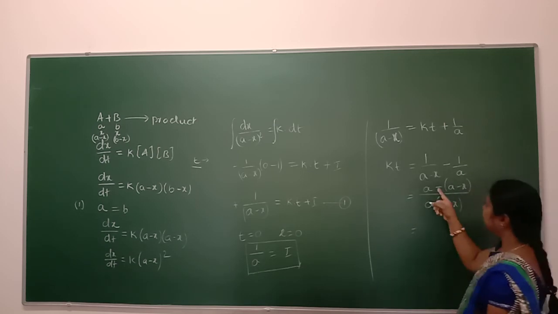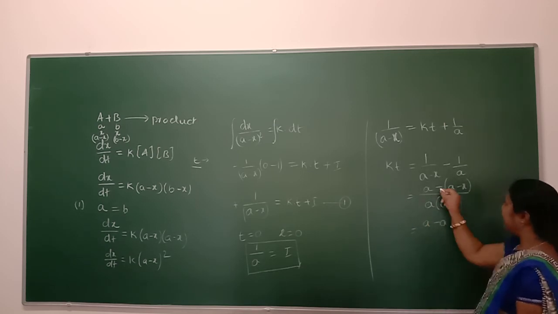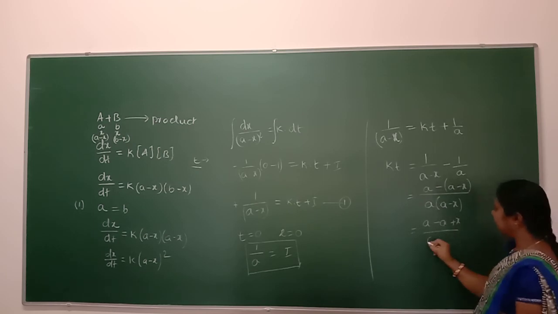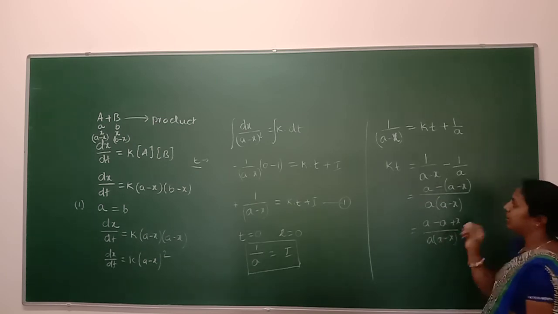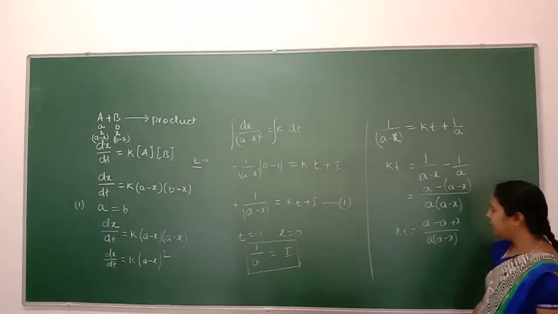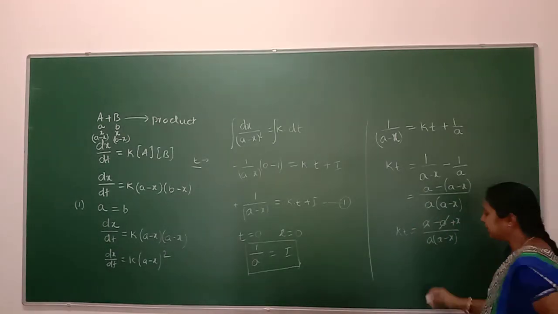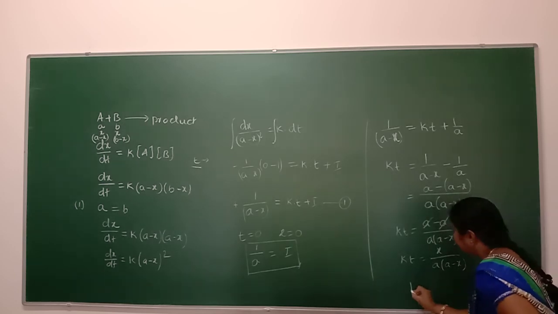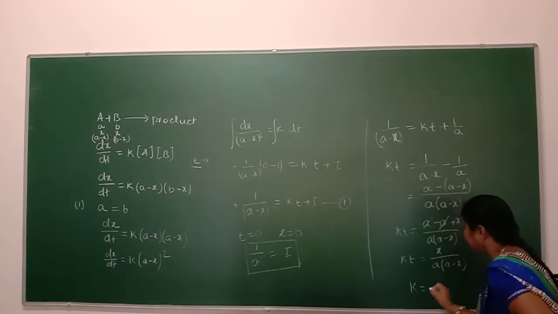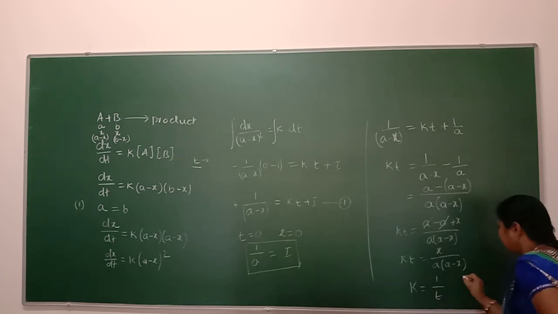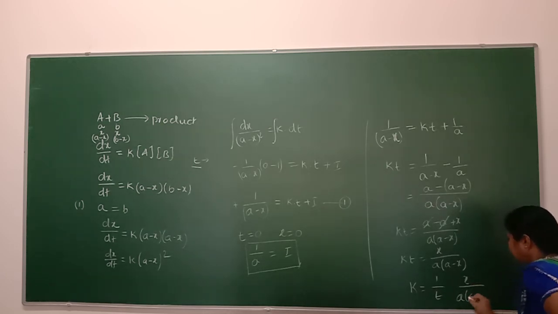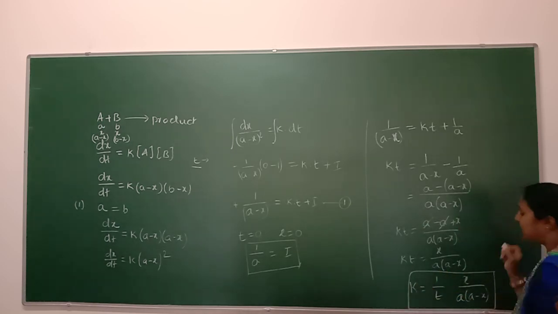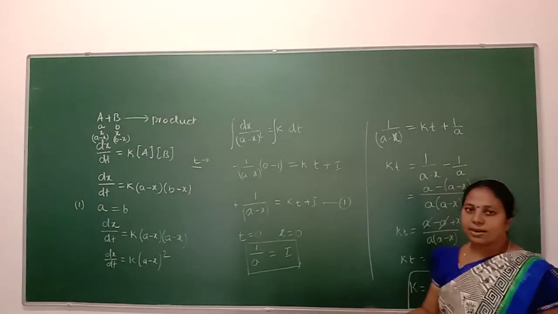On multiplying with minus, a minus plus x, that is a into (a minus x) in the denominator, which is found to be equal to kt. So minus a plus a cancel with one another, and kt is equal to x divided by a into (a minus x). So k is equal to 1 over t into x divided by a into (a minus x). This is nothing but the integral form of the rate expression for a second order reaction.